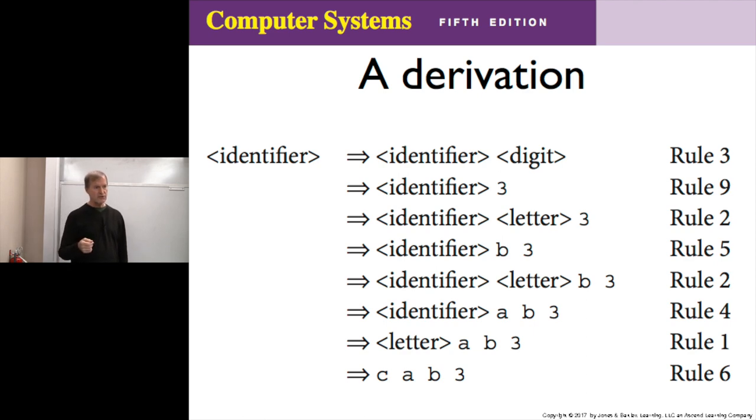But the point is that once you get to all terminals, then that is a valid sentence in the language. Does everybody see how that worked? So, cab three. All right. So that's how to do a derivation with this one.